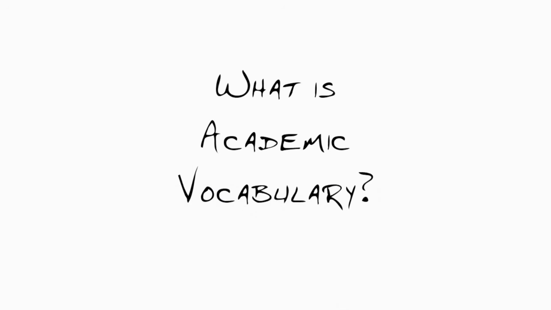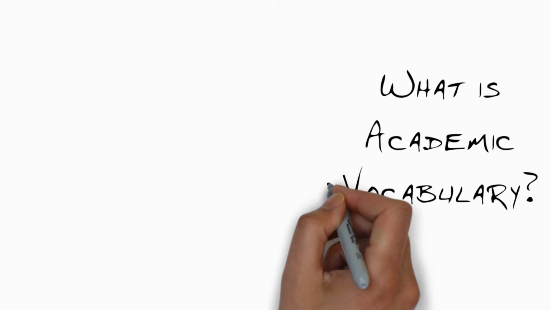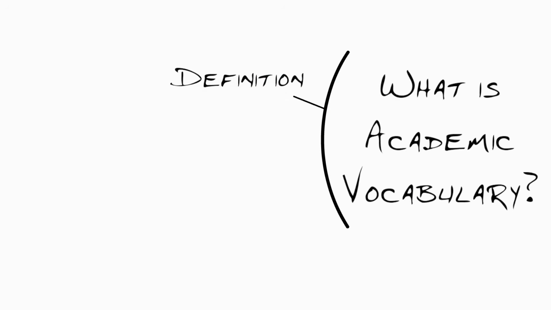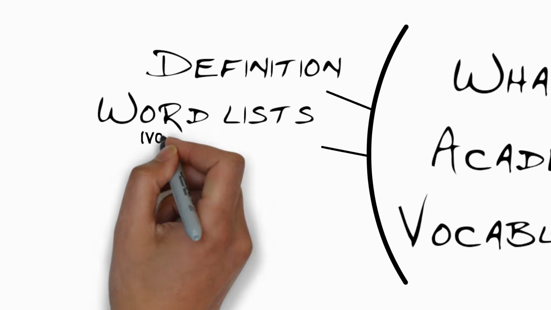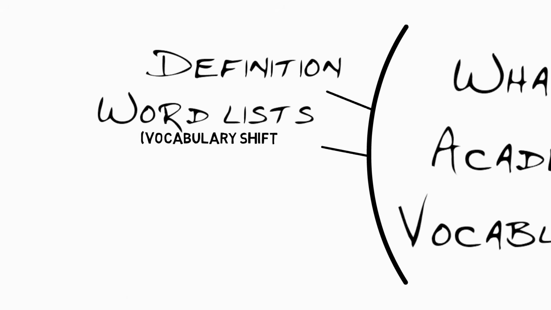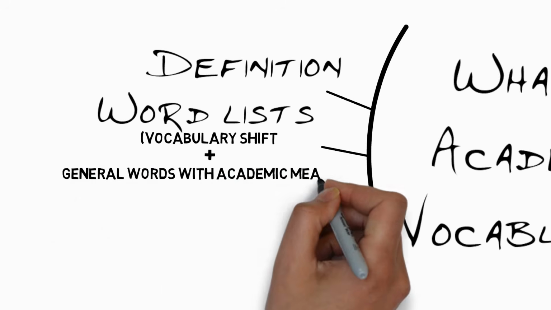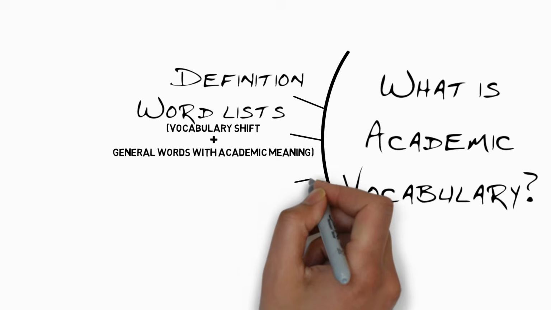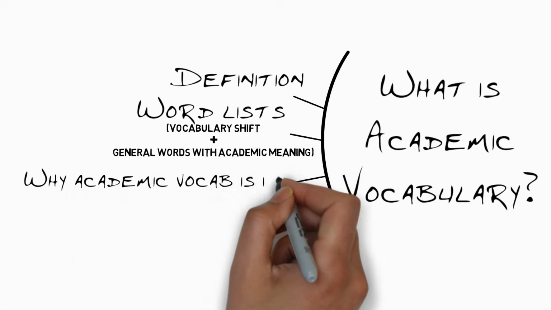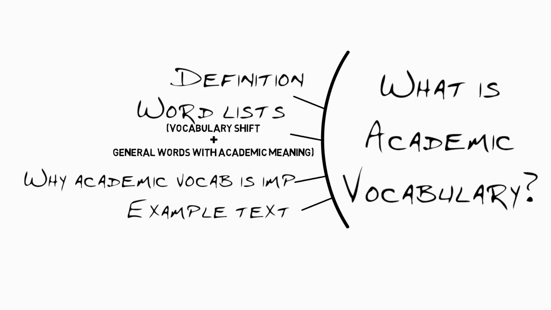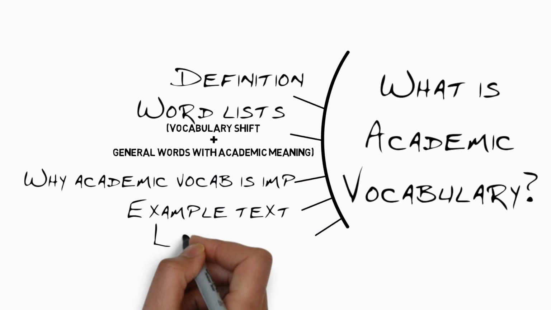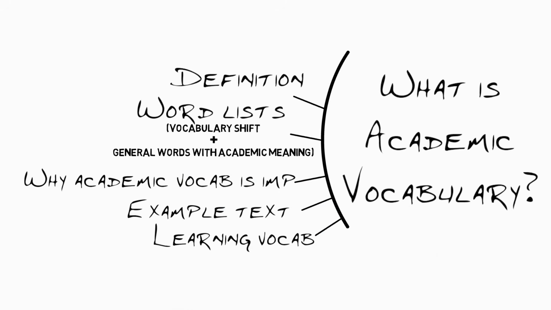So this video will answer the question, what is academic vocabulary? First we'll look at a definition of academic vocabulary. The second part will be word lists, with a couple of digressions, first into something called vocabulary shift, and also general words with academic meaning. After that we'll consider why academic vocabulary is important. We'll see an example text, and study the academic vocabulary that it contains. And I'll finish off with a few tips for learning academic vocabulary.